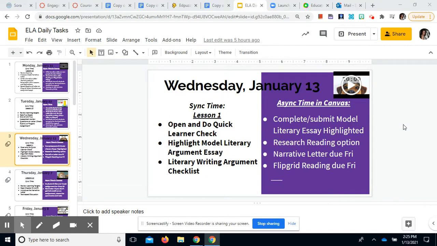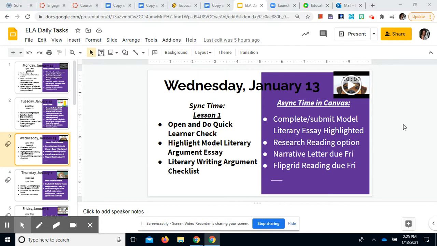All right, guys, here's a look at lesson 1 for unit 3 of this module that was presented in class on Wednesday, January 13th. We started with a quick learner check that we did together. We then looked at the model literary argument essay and highlighted it according to the painted model. We also looked at the literary writing argument checklist. And then students were to submit the highlighted model essay.